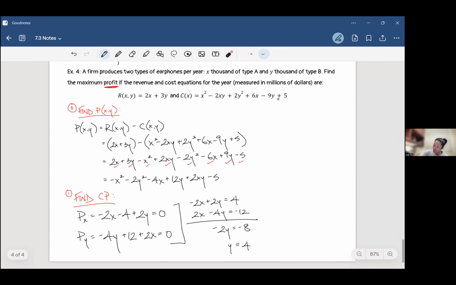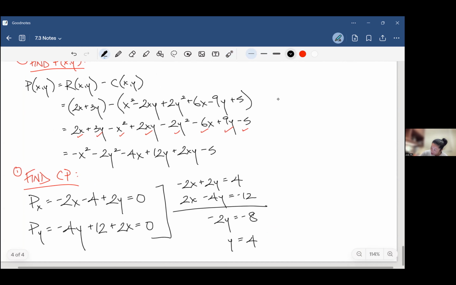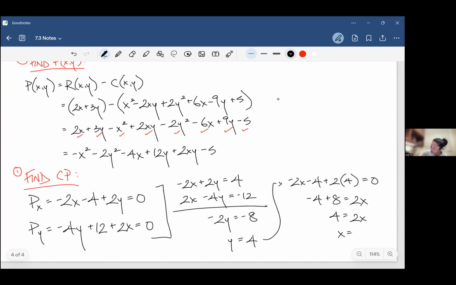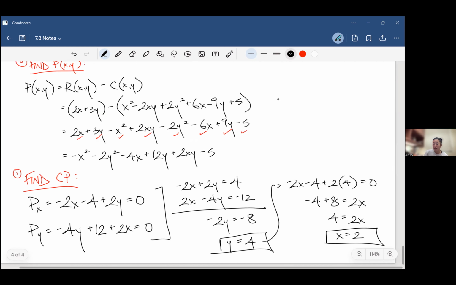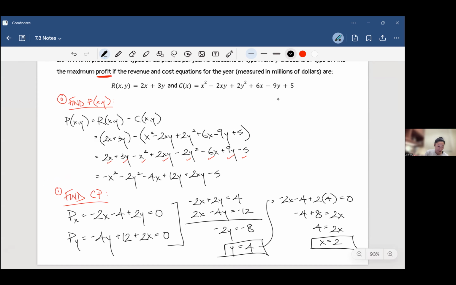All right, we pick one of the equations, doesn't matter which one, to plug back in to find our x. I'm going to choose the Px one. And we get negative 2x minus 4 plus 2 times 4 equals 0. I get negative 4 plus 8 equals 2x. 4 equals 2x, and x equals 2. All right. Same idea. I'll let you confirm that we, in fact, have a maximum there.